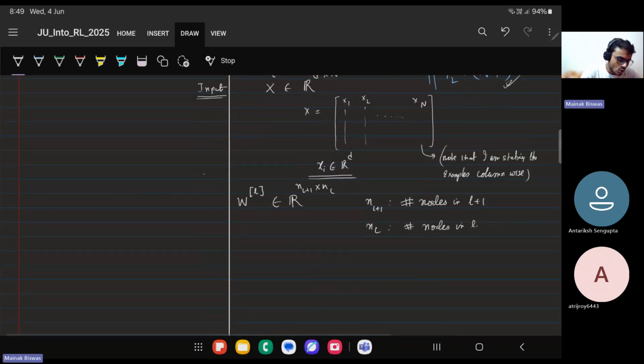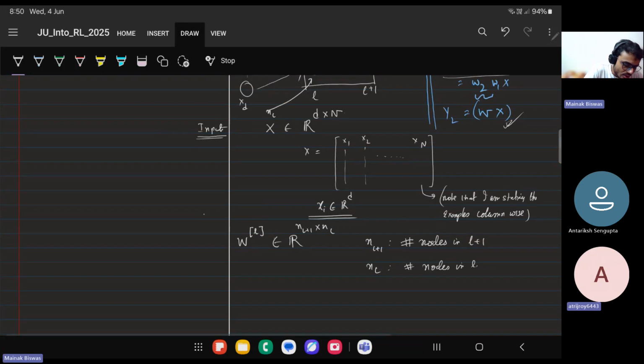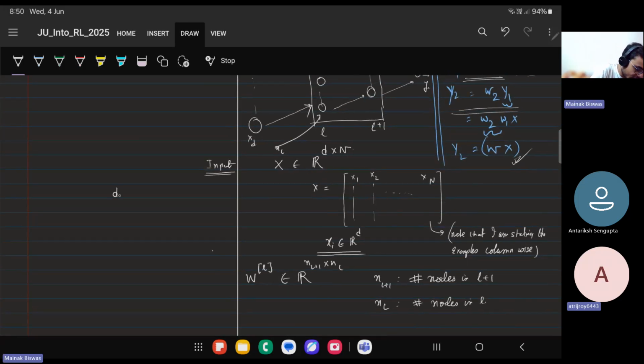Fine. Can you once repeat what D and N are? D is the number of features. N is the number of training examples. Clear? Yes. I'm stacking the training examples column wise. That's what I said.